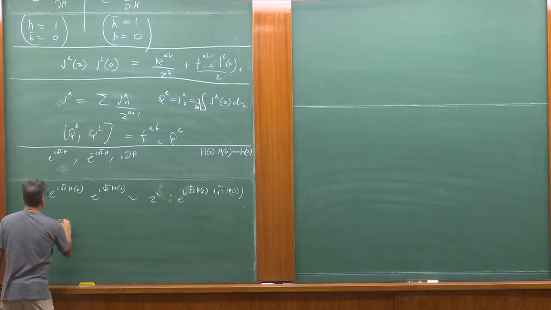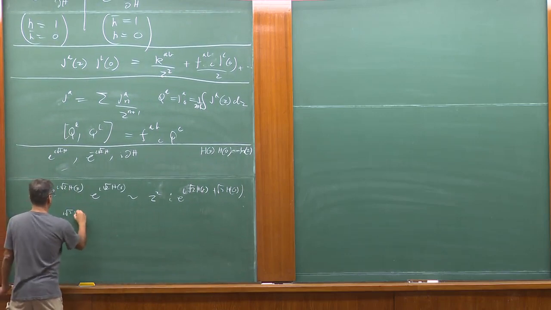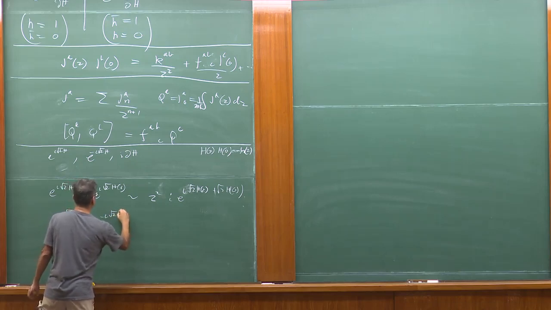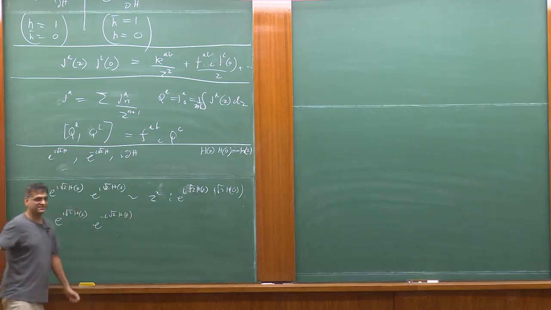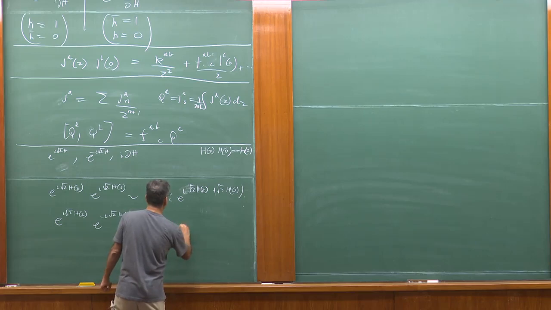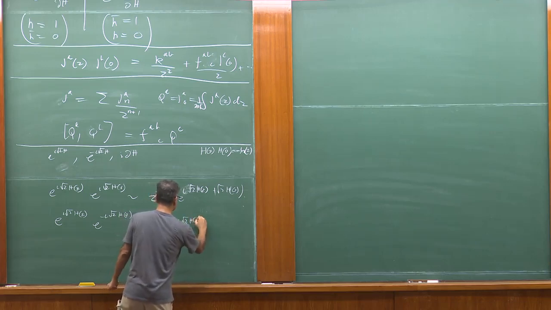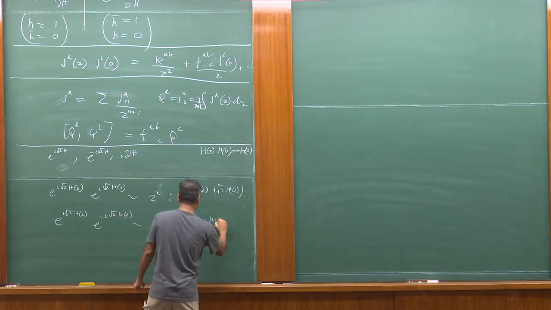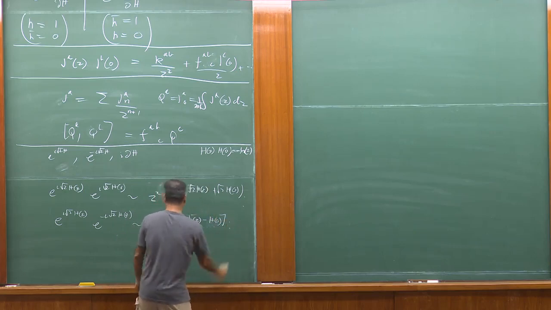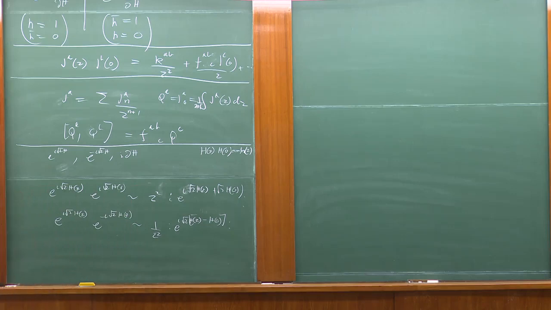this guy. Let's look at e to the power I square root 2h of z, e to the power minus I square root 2h of 0. This guy, by the same calculation, is 1 by z squared times normal order e to the power I square root 2 h of z minus h of 0. Clear? And now let's Taylor expand this h of z.